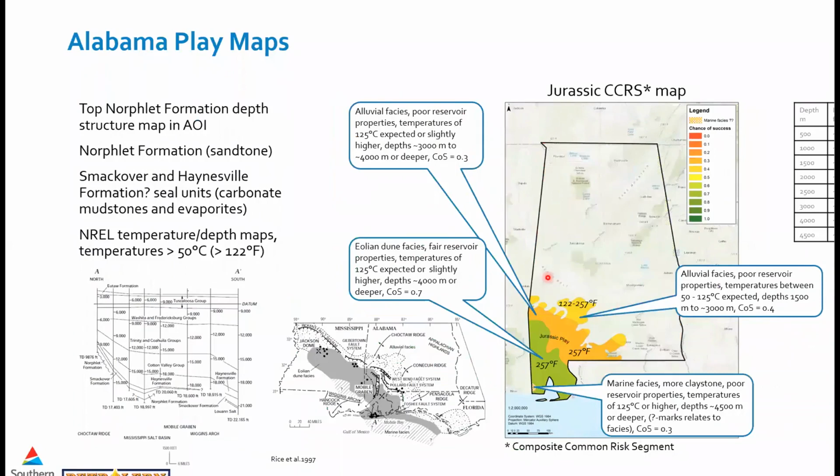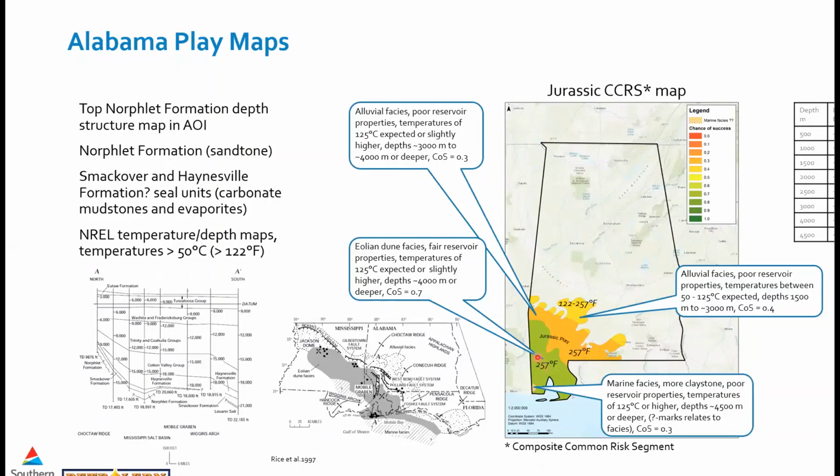In Alabama, you also find the Norphlet formation, and here we could combine both a depth structure map and also the facies map for the Norphlet formation. Again, as for Mississippi, it's the Smackover Haynesville formation seal units that we have for the sandstone, and also here temperatures are above 50 degrees Celsius.